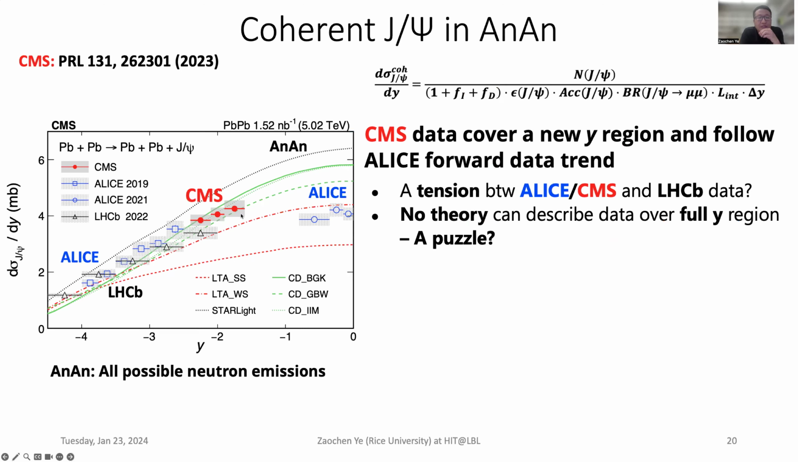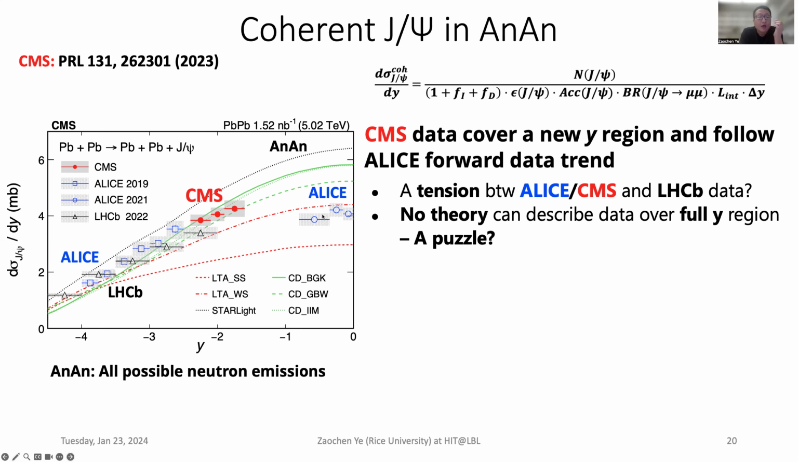As we can see, if we plot the CMS data with the previously published data from ALICE and LHCb, we can see CMS data cover a unique rapidity region, and CMS data follows the ALICE forward rapidity data very nicely. And we can also see there seems to be a tension between the CMS and ALICE forward rapidity data and the ALICE mid rapidity data.